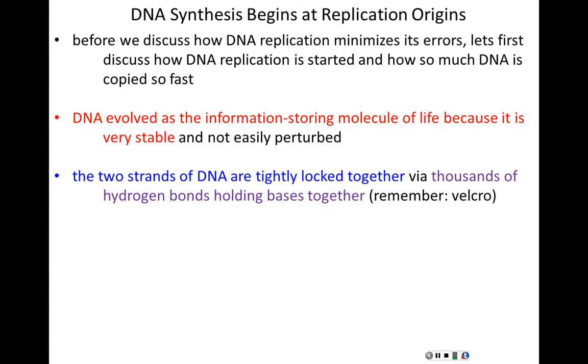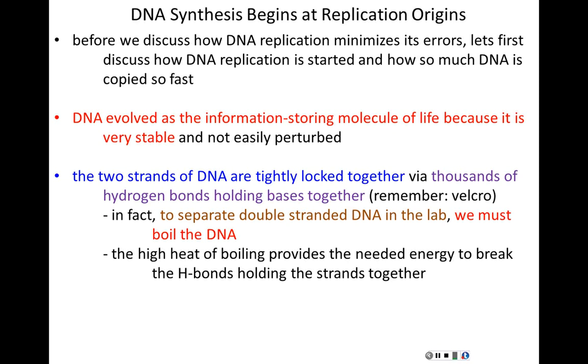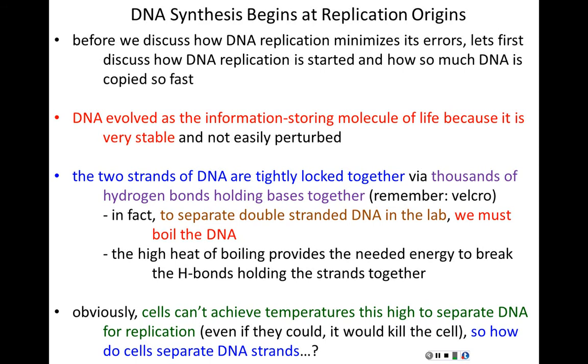In fact, all of these hydrogen bonds taken together create so much force that if we want to separate long double-stranded DNA molecules in the lab, we have to boil the DNA, literally heat it to above 100 degrees Celsius. That high heat of boiling provides the needed energy to break all of those hydrogen bonds between all of those bases that are holding the strands of DNA together. Now, obviously, cells can't achieve temperatures this high to separate their DNA for replication. Even if they could generate temperatures that high, those temperatures would kill the cell.